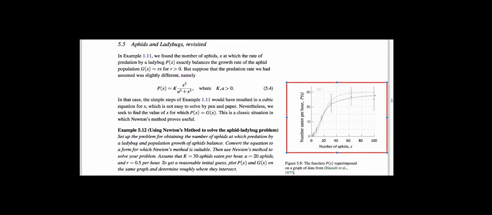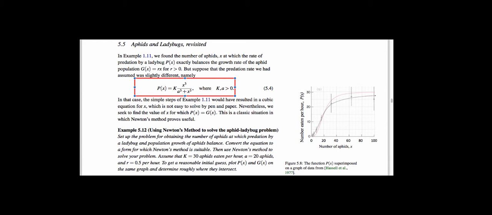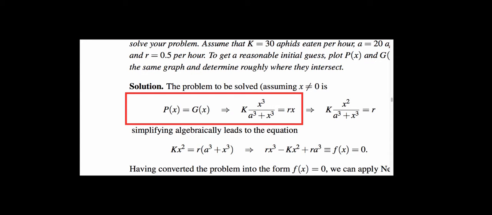Here we use Newton's method to answer the question: how many aphids does it take such that the rate of predation by a ladybug exactly matches the growth rate of the aphid population? In this figure, we've used data from the literature, shown by the black curve, and approximated it by some hill function, shown in red. For the purpose of this example, we've chosen a hill function with power 3. The problem reduces to solving an equation for x, which is shown here.